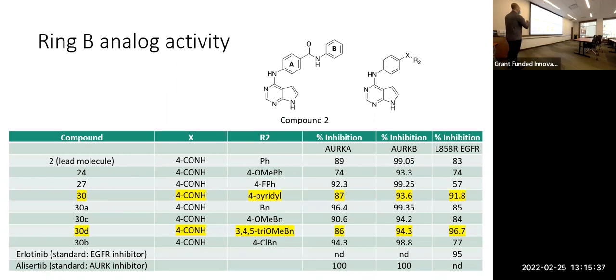And here's our activity chart for that. Our lead molecule is at the top, so it gives us a base to compare to. Our Aurora kinase B inhibition is really good, but we're looking for an increase in the mutant EGFR inhibition. And if you look at 30 and 30D here, which is our 3,4,5-trimethoxybenzylamine, we had a really good display of inhibition there, which also made that a really good component for merged compounds going forward.